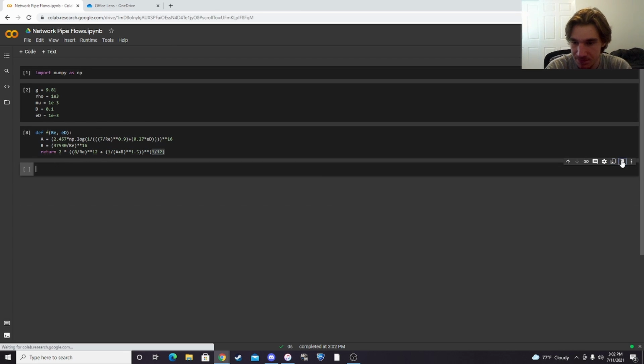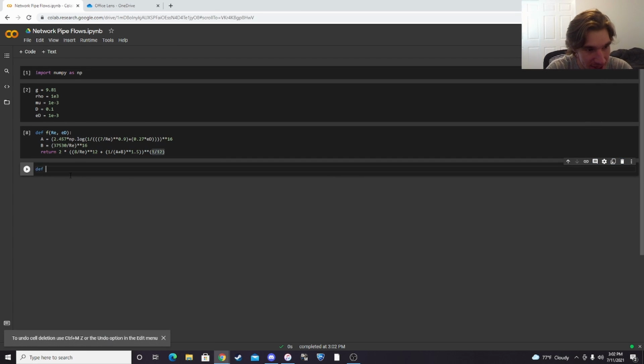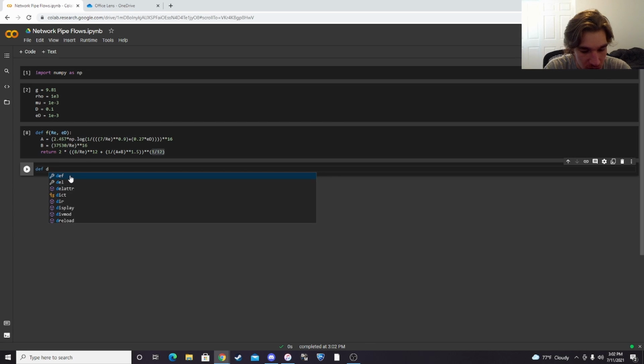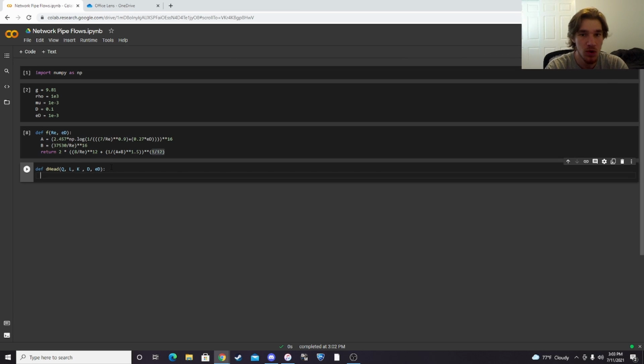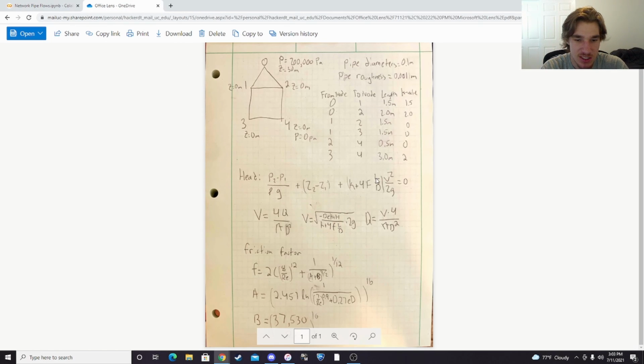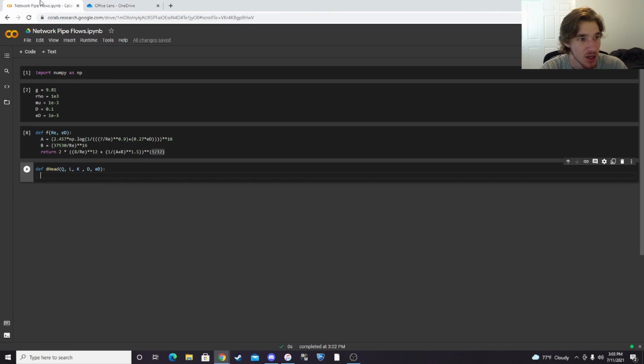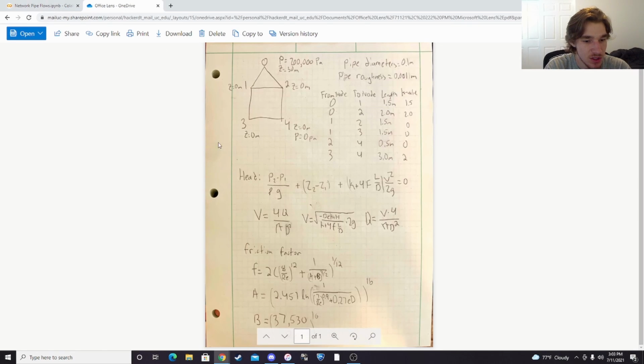So now that we have that out of the way, we want to go ahead and define delta H, our delta head, and our inputs for this is going to be Q, L, K, D, and ED. And what our delta head is going to be equal to, well, it's going to be equal to this equation right here. First, we're going to have to define our velocity, because the velocity is in that equation.